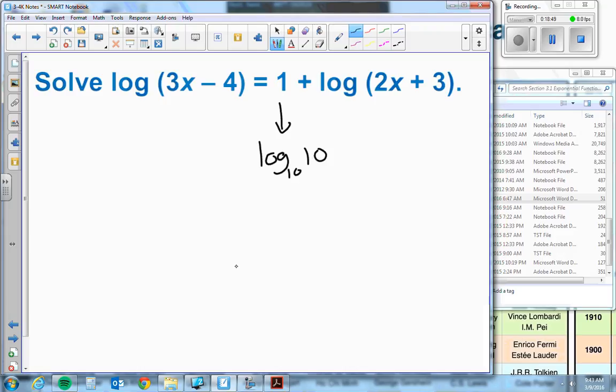Because log base 10 of 10 is 1, because 10 to the power 1 is 10, right? So, here. I'm going to finish it this way, and then I'm going to show you both approaches, all right? So, you can replace 1 with log base 10 of 10. And then you can combine those using the product rule, so you end up with log base 10 of 20x plus 30?